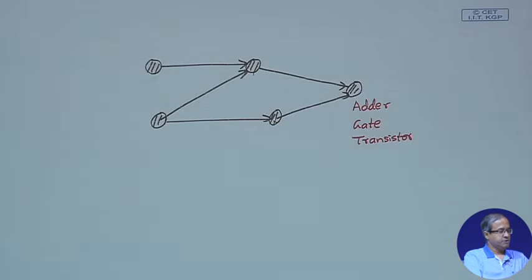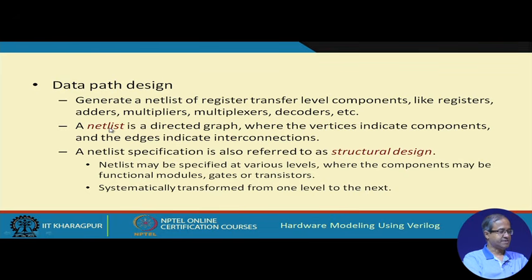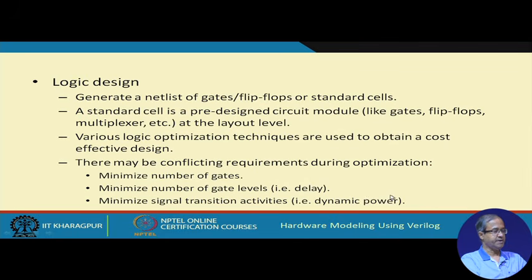Right. So, whenever we specify a netlist, this kind of design specification is also referred to as a structural design. Now, this term we shall be using repeatedly when we discuss some details about Verilog in the next classes. So, a netlist, as I said, can be specified at various levels: functional level, gate level, transistor level and so on, and during the synthesis process they will be systematically transformed from one level to the next, right.